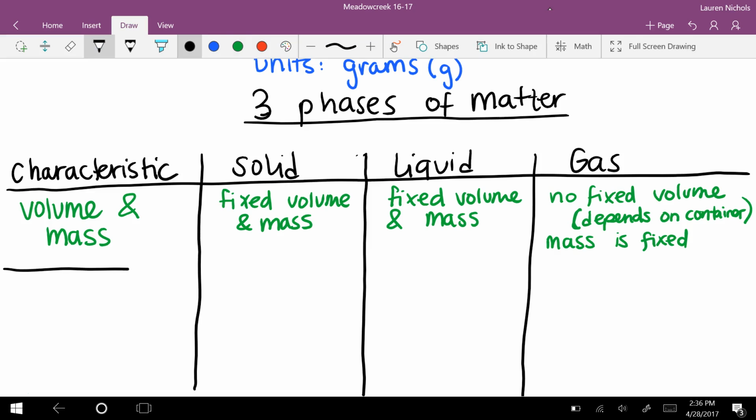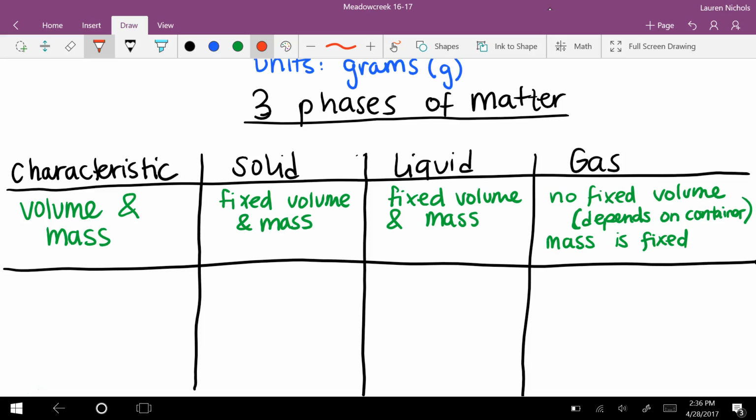We have that part. Next, let's talk about the shape. What do these things look like? Well, solid shape is fixed. It's not going to change. But a liquid is not fixed. All liquids take the shape of the container that they are in.